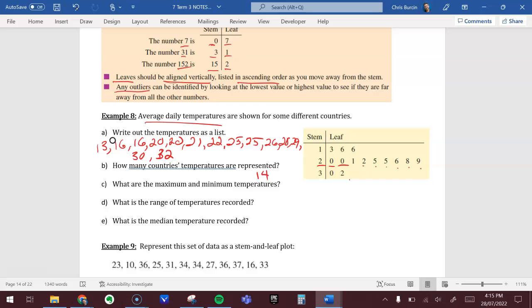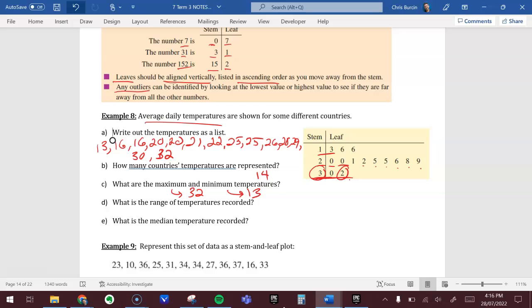What's the maximum and minimum temperature? I'm trying to erase, but I'm not having all the luck in the world. So the maximum temperature, stem and leaf, is 32. You would write 32 is the maximum. And the minimum temperature is 13. Remember, don't get fooled that it's 30 or 302. It's the stem and then the highest leaf.